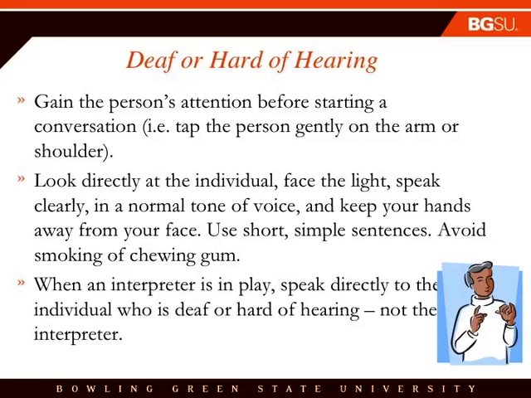Before starting a conversation with a person who is deaf or hard of hearing, gain the person's attention first by tapping the person gently on the shoulder or arm. Look directly at the individual, face the light, speak clearly in a normal tone of voice, and keep your hands away from your face. Use short, simple sentences. Avoid smoking or chewing gum. When an interpreter is in play, speak directly to the individual who is deaf or hard of hearing, not the interpreter.